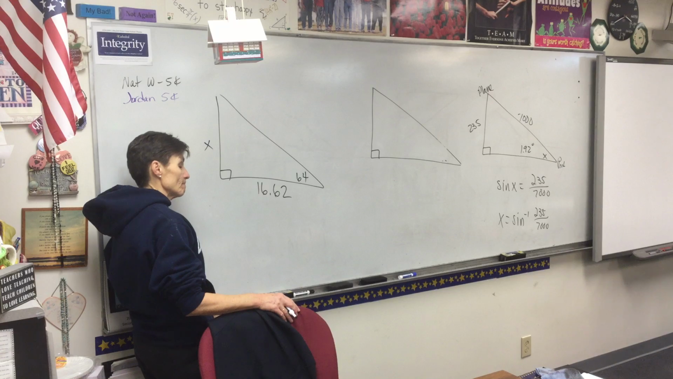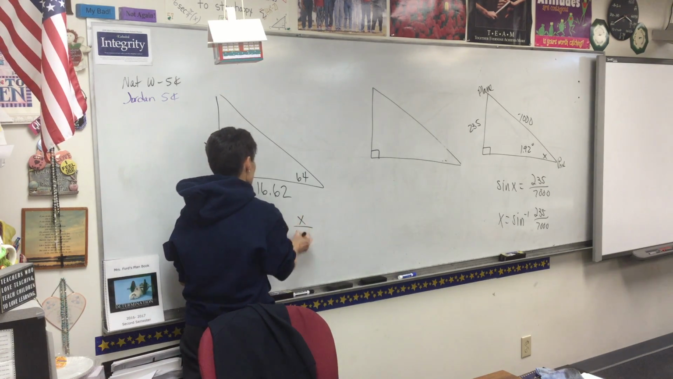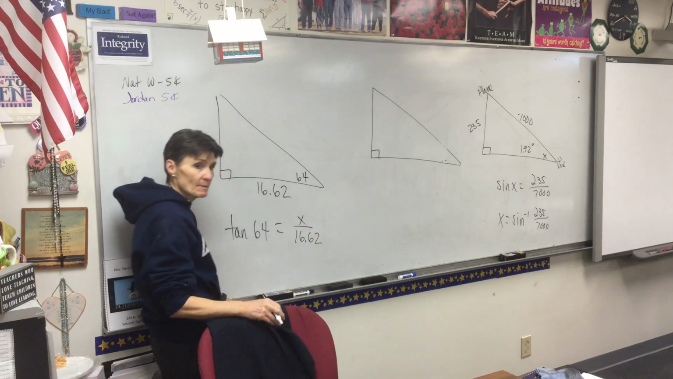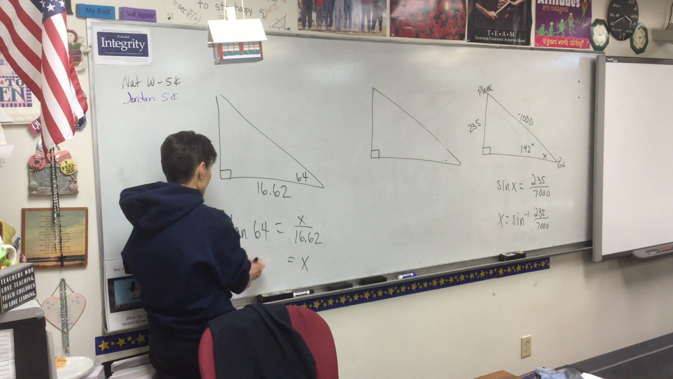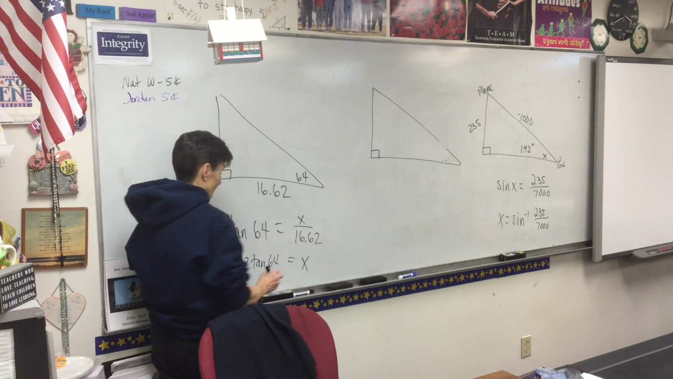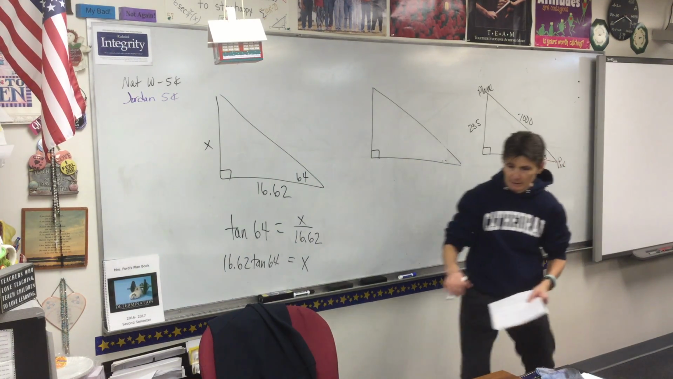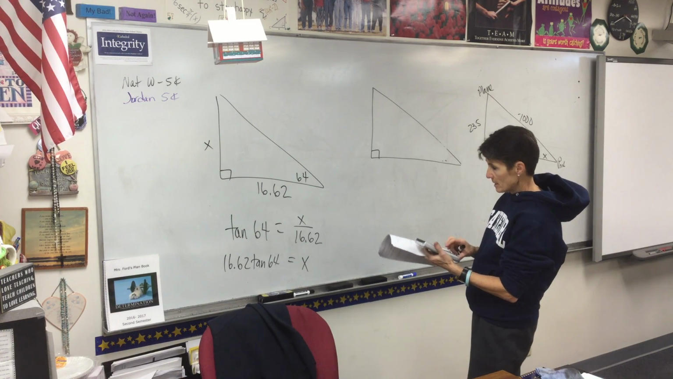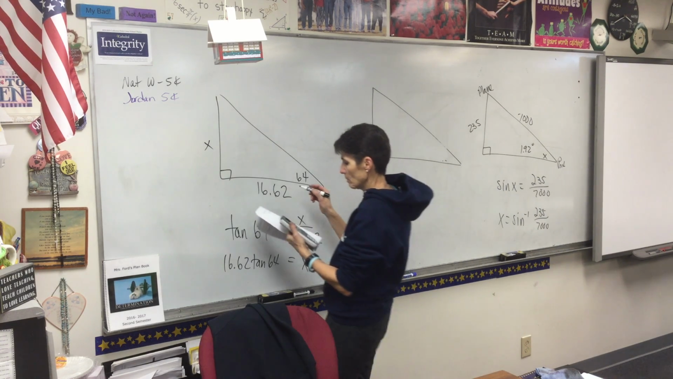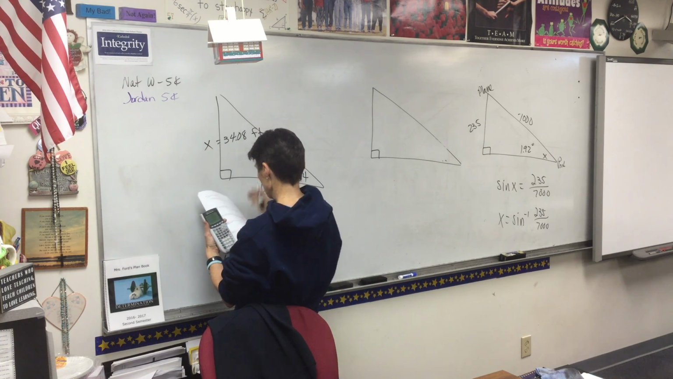Sine, cosine, or tangent? Tangent 64 equals x over 16.62. Nothing fancy about this one, right? We're going to multiply by 16.62. So 16.62 tan 64 is 34.08. And is that feet? I can't remember. Yep.